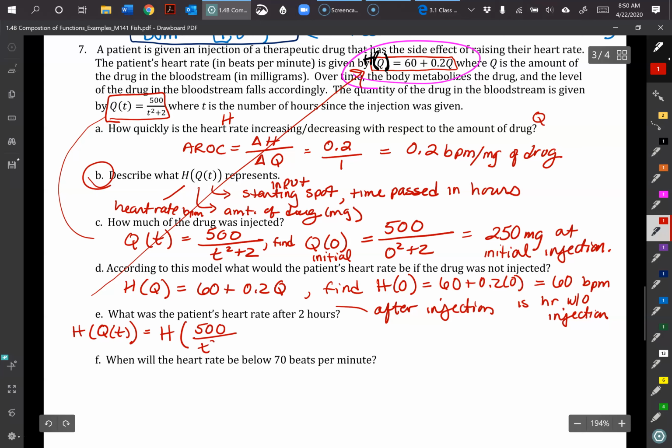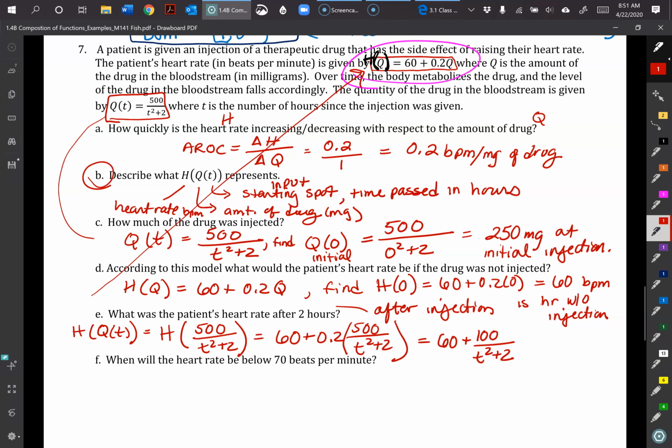500 over T squared plus 2 will equal 60 plus 0.2 times 500 over T squared plus 2. That will equal 60 plus 100 over T squared plus 2. So that is my composition. I don't have any restrictions there, it looks like.